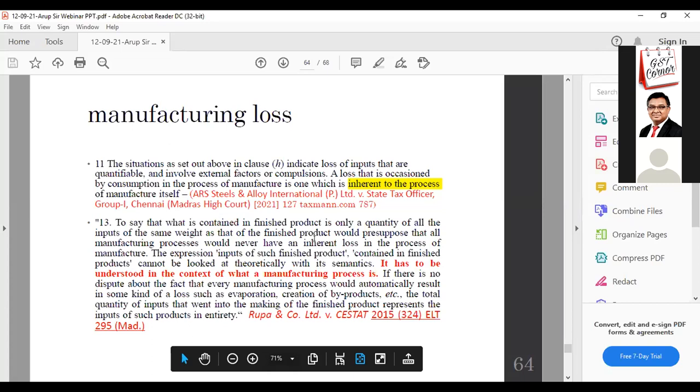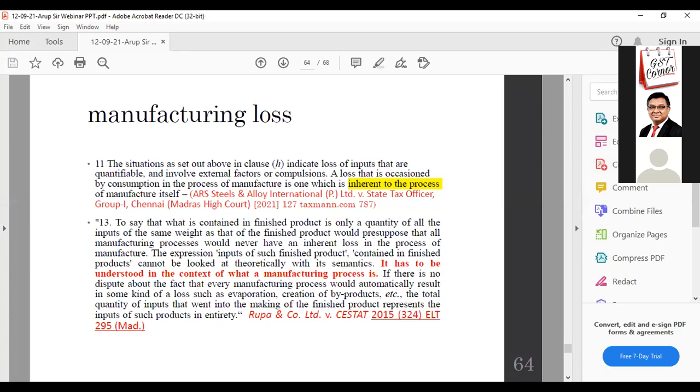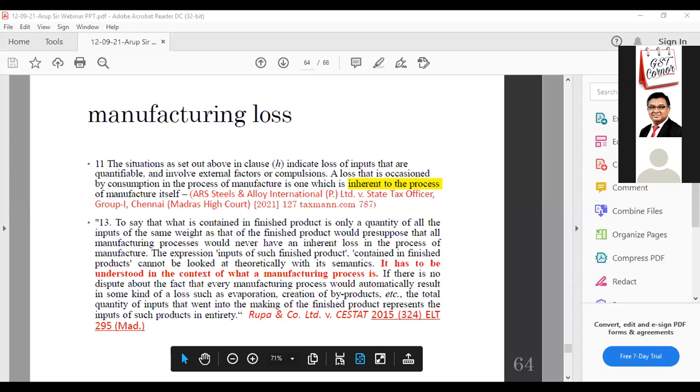So I'm not supposed to give a quantitative reconciliation of the entire product, because there is inherently going to be a manufacturing loss while I'm manufacturing the product. Similar view, we'll go to the next slide.